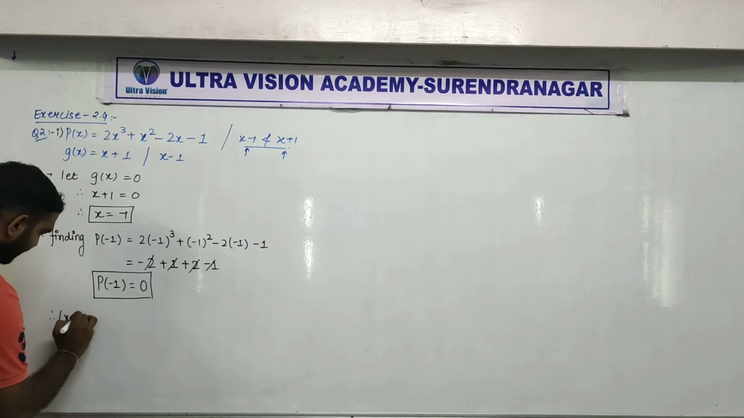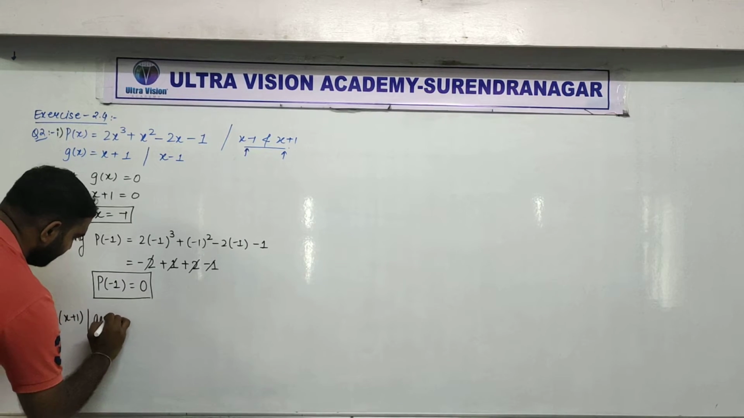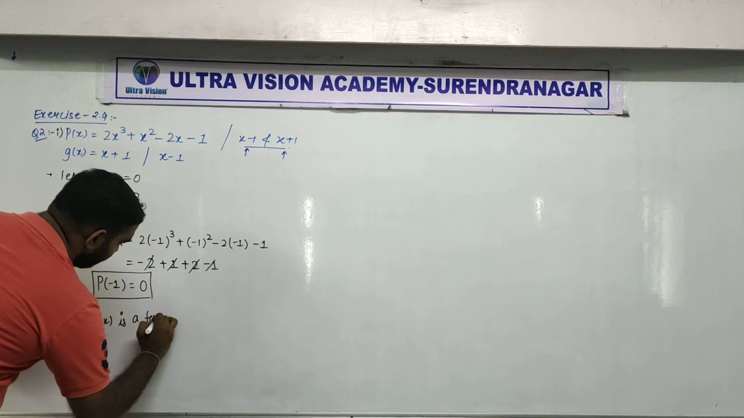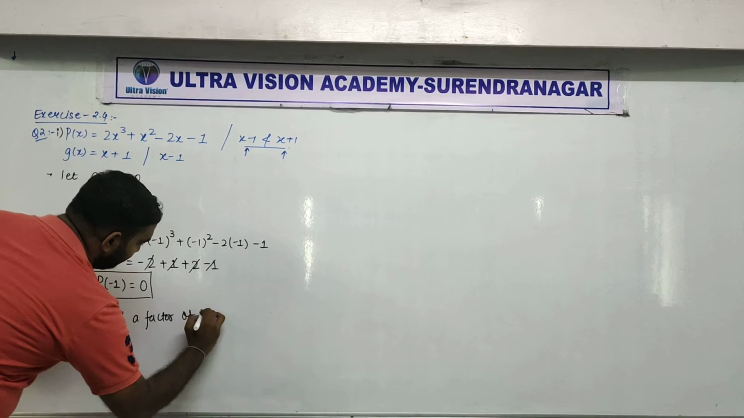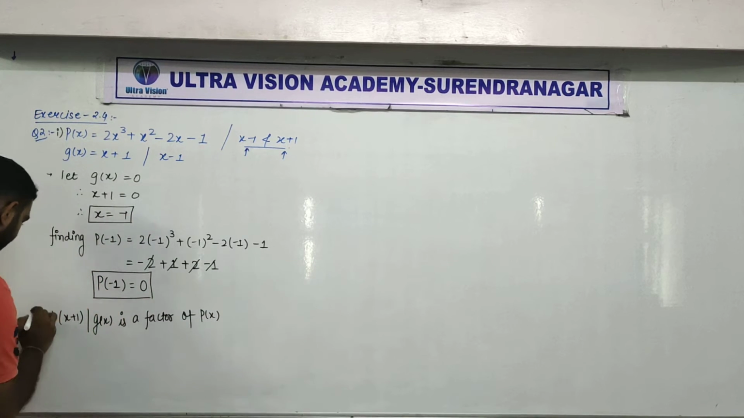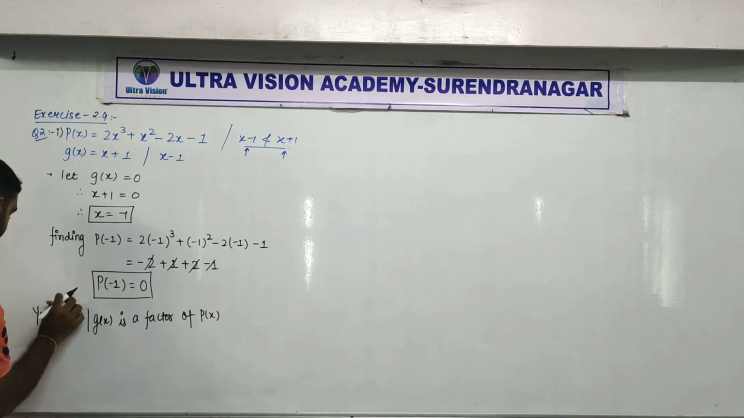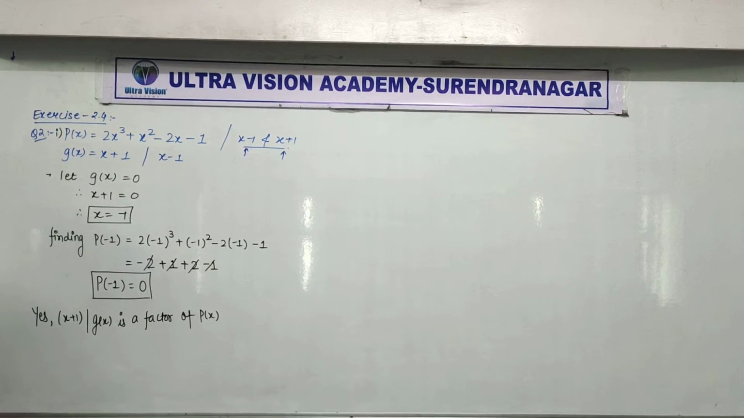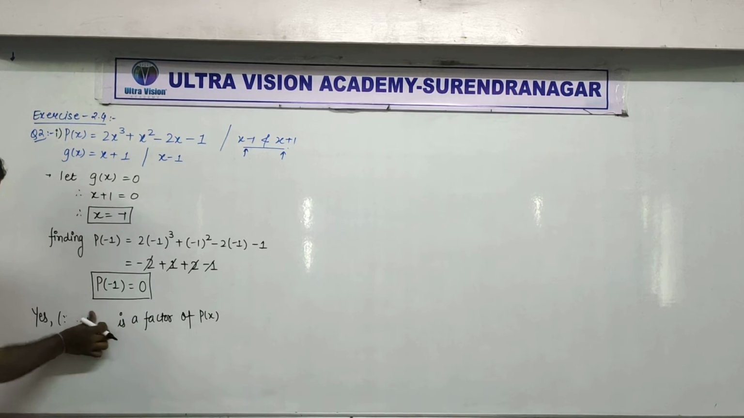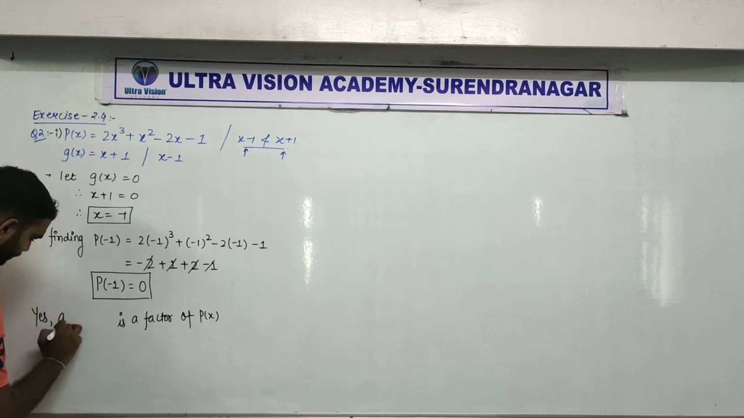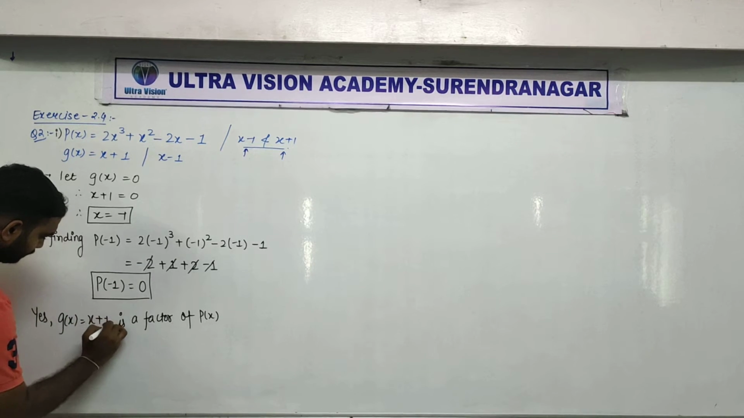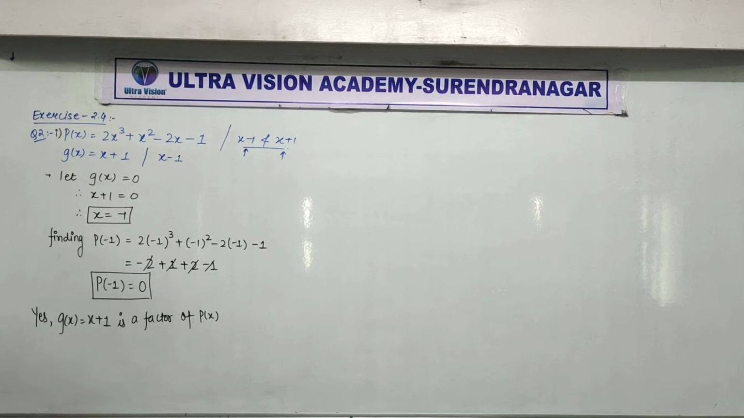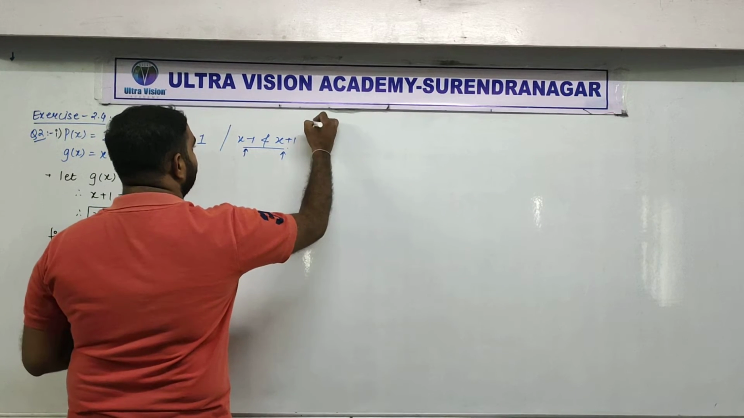Therefore, x plus 1, or let us write down g of x, is a factor of P of x. Ready? Yes, x plus 1 or g of x is a factor of P of x. જો આવું ન લખો હોય તો તમે આવું પણ લખશો. g of x equals x plus 1 is a factor of P of x. Simple? Yes or no? Yes. Let us solve one. The second one.